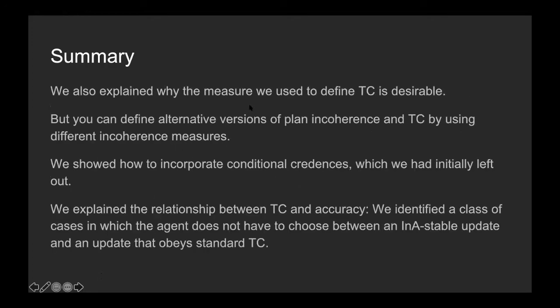We also said a little bit about why the measure we use to define tolerant conditionalization is desirable. But again, if you have a preferred incoherence measure that you want to use, you can use that to define your preferred version of tolerant conditionalization. We had initially left conditional credences out of the framework, but then we showed that we can integrate them and model cases where a person has conditional credences that diverge from their updating plans. And lastly, we explained the relationship between tolerant conditionalization and accuracy. We identified a class of cases in which an agent does not have to choose between having these inaccuracy stable updating plans and having updating plans that obey standard tolerant conditionalization. And that's all I got.